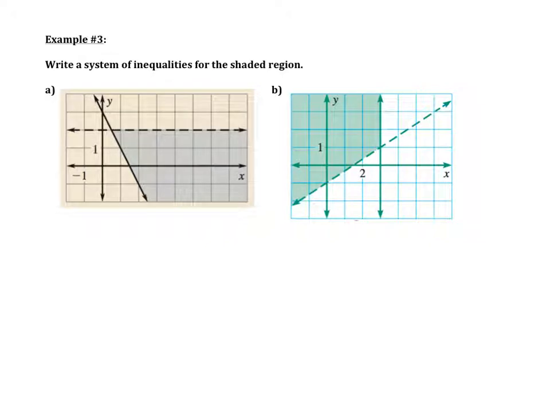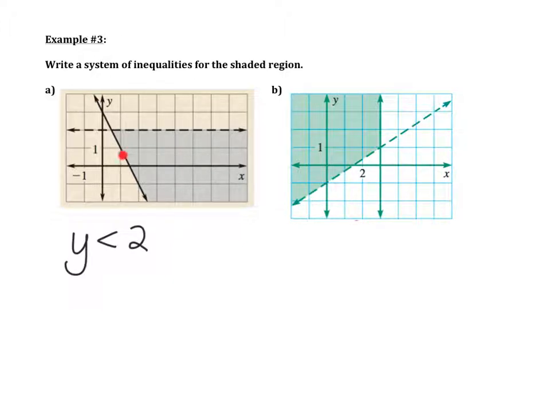So example number 3 says, write a system of inequalities for the shaded region. So if we look at part A, we need to find a system of inequalities to represent that shaded area right here. So let's start with this dashed line. It's a horizontal line, so I know it's going to have just a y in it and not an x. Since it's dashed, I know it's not equal to, and it was shaded below it, so it's going to be less than. It goes through the y-axis at 2, so I would get y is less than 2.